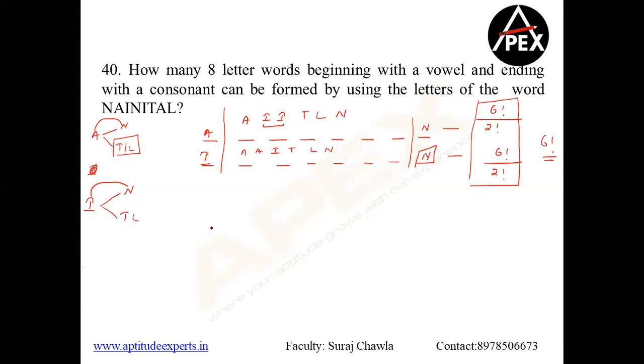Now, I'm going with A again in the first place. 1, 2, 3, 4, 5, 6. Divided by 2 factorial. Clear? So I can have a T and I can also have an L here.